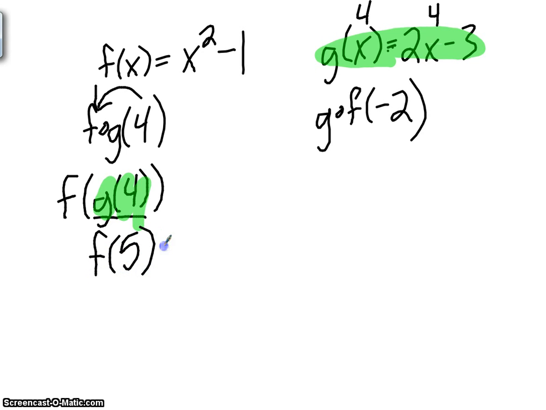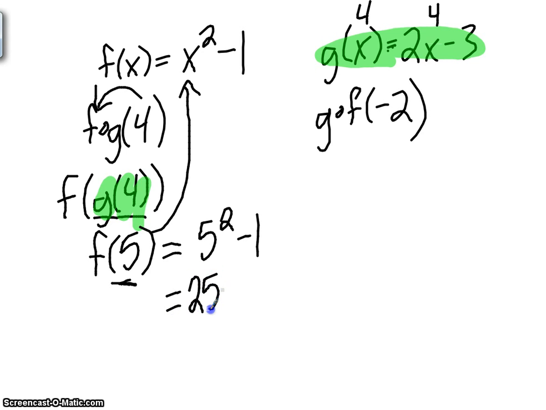And so when we set up our equation, we have 5 squared minus 1, because remember, whatever's in parentheses here gets plugged into this equation up here. So 5 squared would give us 25, minus 1 gives us 24. And we're done with that equation because we finished getting it simplified.